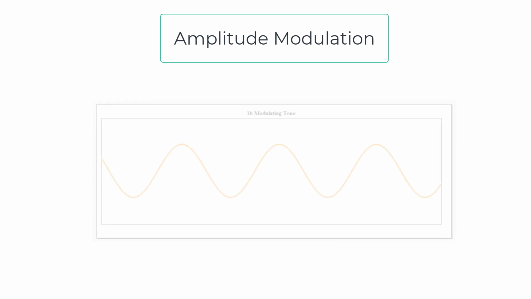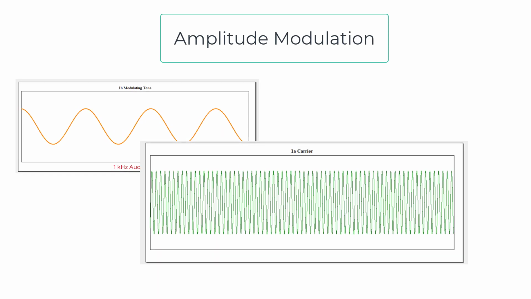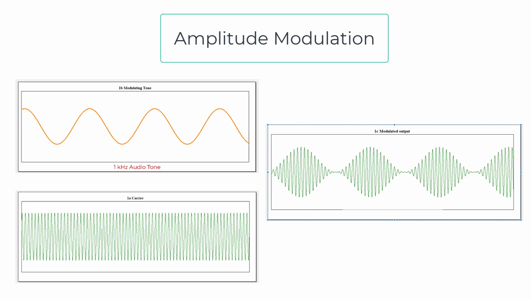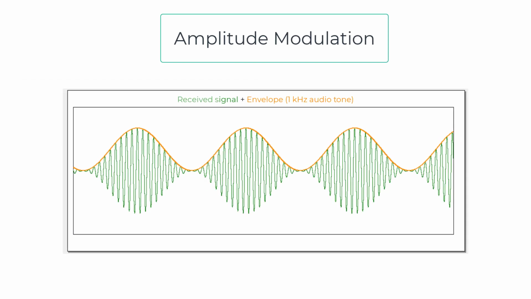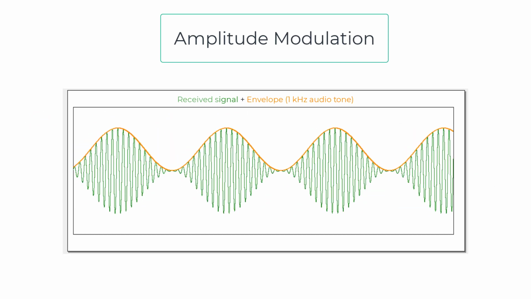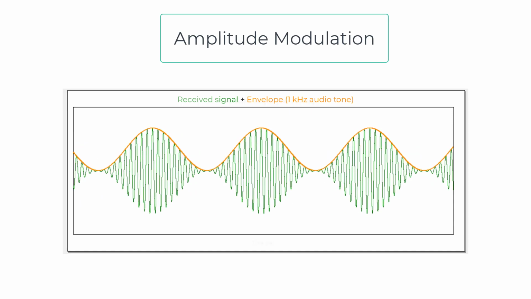For example, if I wanted to transmit a 1 kHz warning tone, I could simply make the amplitude of the carrier signal vary at the same rate as a 1 kHz sine wave. At the receiver end, I just recover the envelope of my carrier signal and reproduce the 1 kHz tone. Let's go to the lab and make it happen in real life.